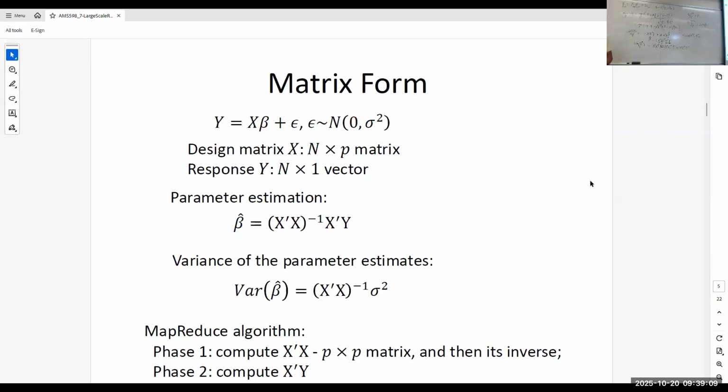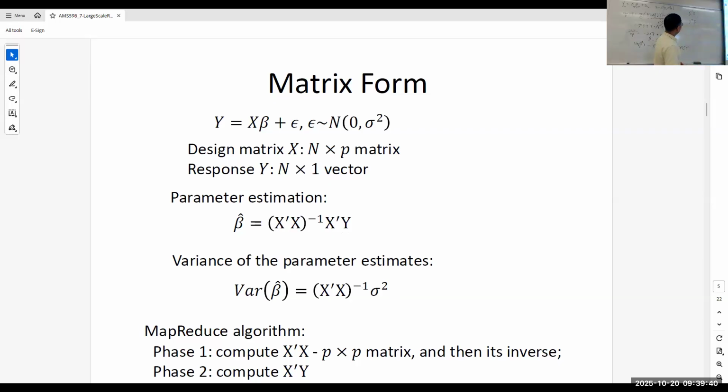This is essentially what we have on the slides. If you want to estimate beta hat, it's x transpose x inverse and this thing. If you want to get the variance, it's this guy. In both the estimation and the variance term, you are involving the calculation of these things. You need to compute x transpose x, and you need to compute x transpose y.